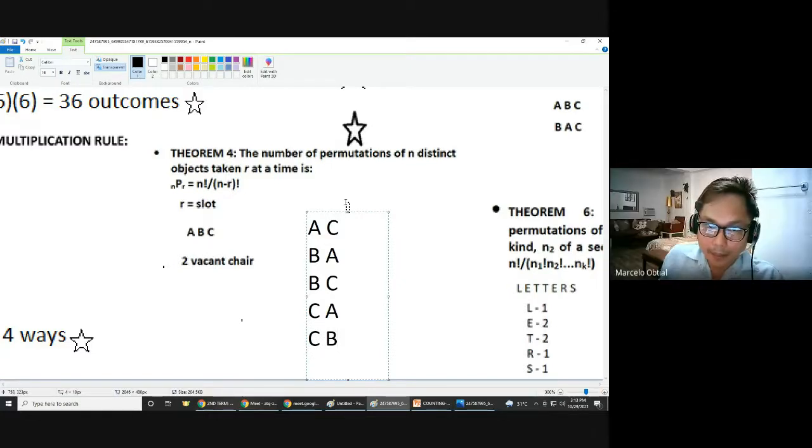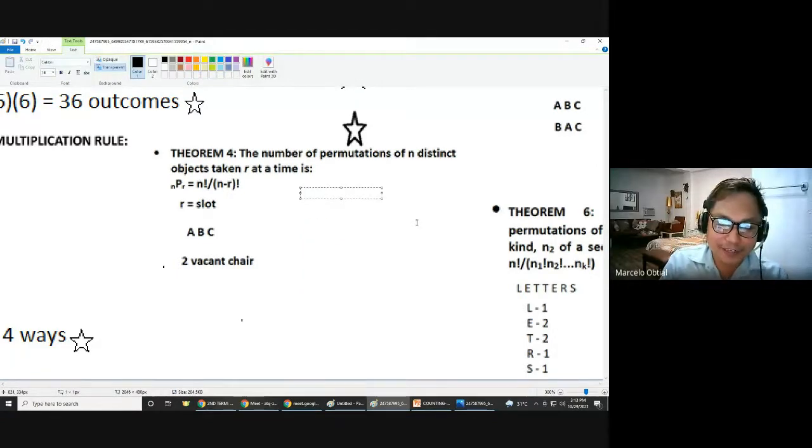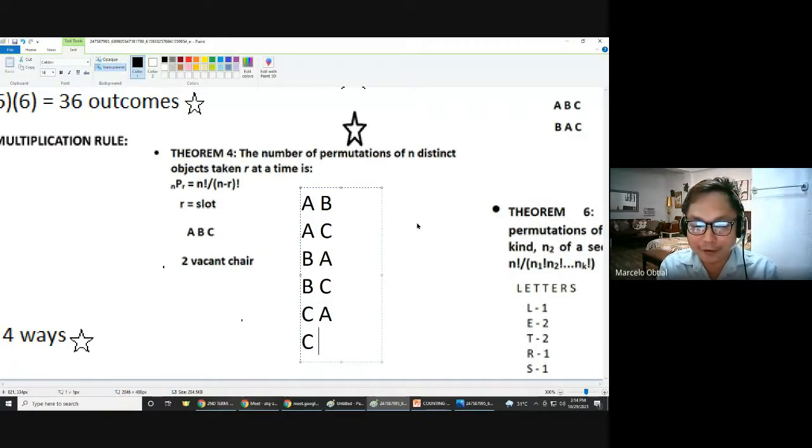Allen, meron pa bang iba, Allen? Wala na, sir. Okay, ulitin ko, ha. So first na chair, ilagay natin si A, then followed by B. Then first chair A, then followed by C. Then B sa first chair, then followed by A. Then B sa first chair, then followed by C. Then C sa first chair, then A sa second. Then C sa first chair, then followed by B.